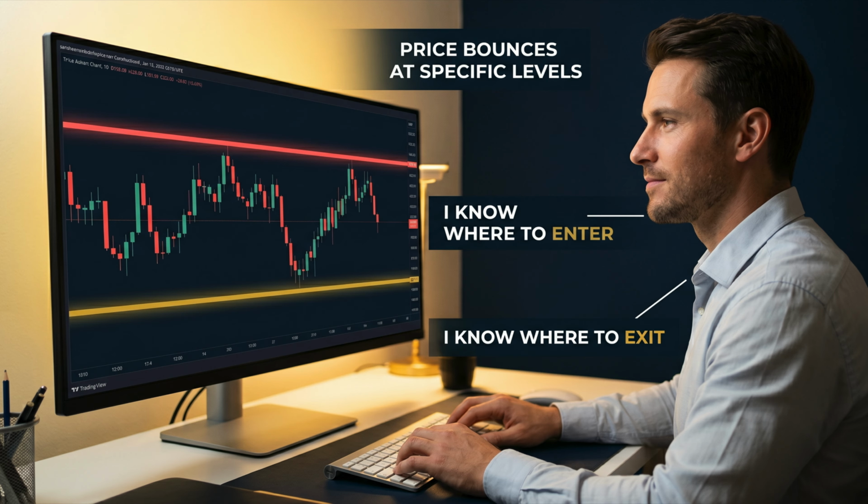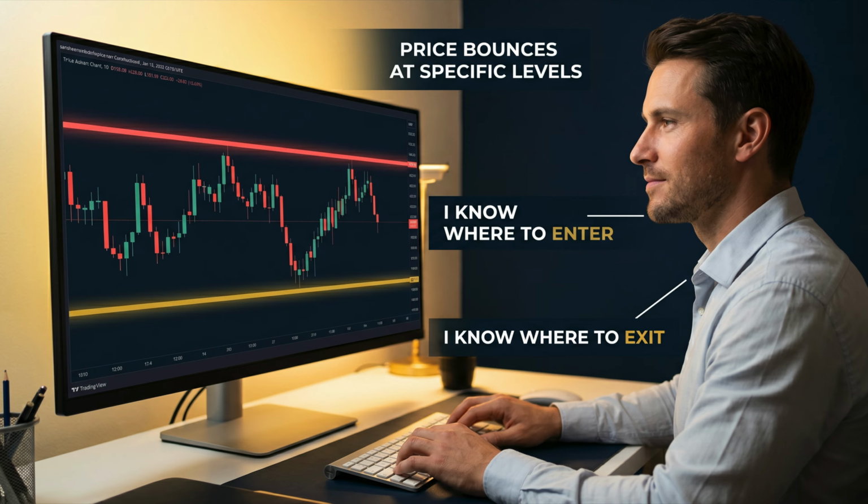They're not guessing, they're not hoping. They know exactly where to buy and where to sell because they know where the levels are. Most beginners ignore these levels. They trade without a plan, price hits a level, bounces, and they miss the move. Or price hits a level, breaks through, and they get stopped out.